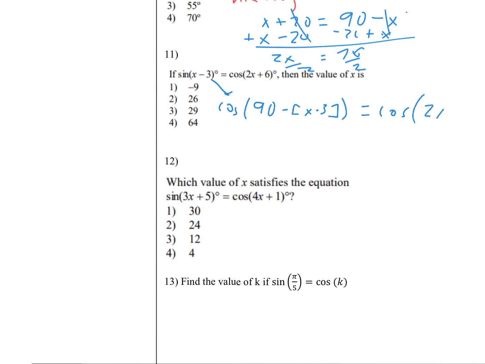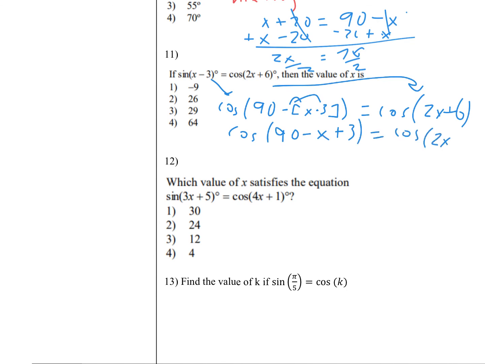I'm going to keep this one the same because I already got the other one to cosine. So we don't want to switch both of them usually. We're going to switch one or the other. And it's kind of your choice. So now I'm going to distribute this. So I have cosine of 90 minus x plus 3 equals cosine of 2x plus 6. So now I'm able to just get rid of those cosines and set the insides equal.